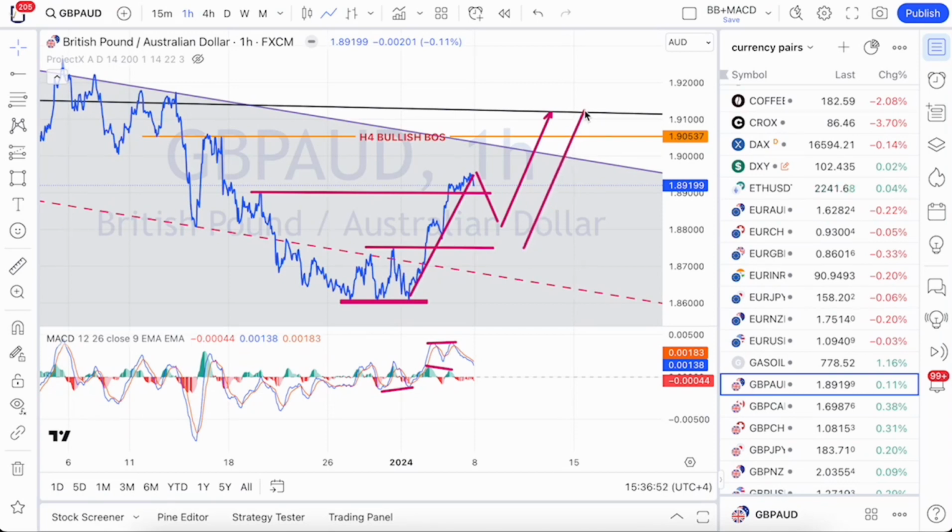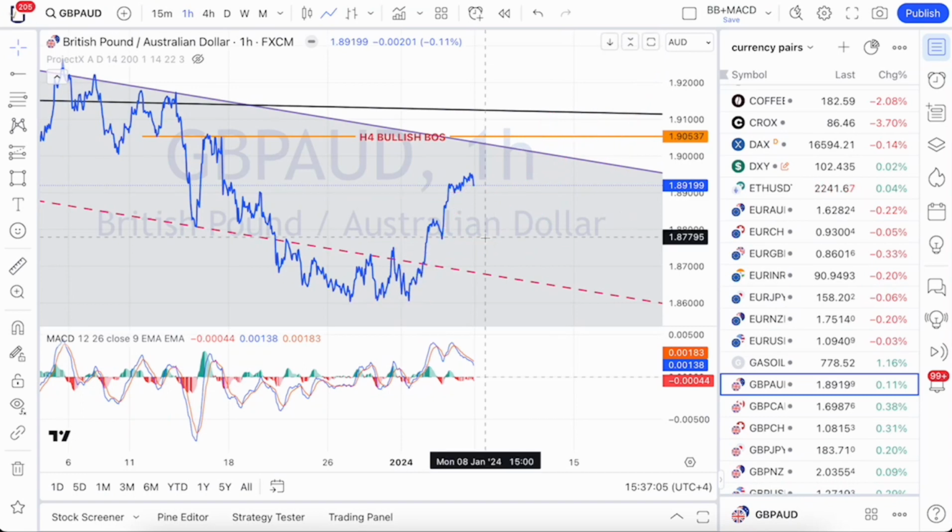And longer term scenario also looks bullish. If we get a break outside this falling channel, it will be a confirmation to go for the long term buy. So short term, I can see the bullish plan.